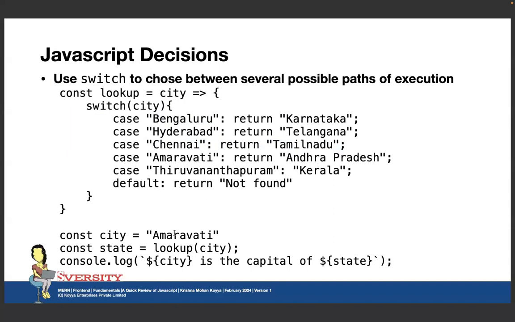For example, here city name is Amaravati, and what is the state? So we are calling the lookup function by passing the city name. According to this, if it is Amaravati, it is supposed to return Andhra Pradesh, and that is where it is saying that so and so city is the capital of so and so state. Observe the back ticks.